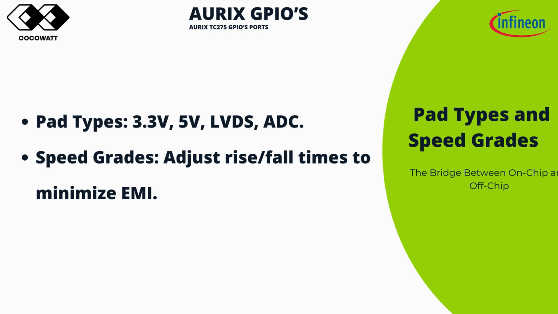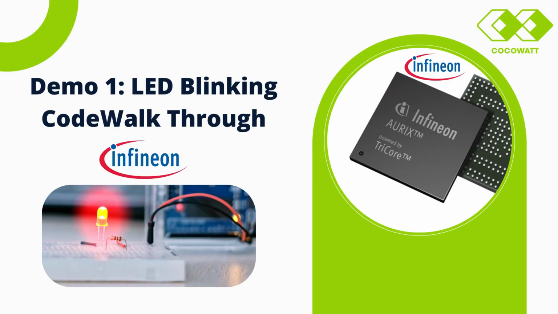If you are working on motor control or industrial applications, choosing a slower speed grade will reduce noise and improve system stability. So always balance speed versus EMI based on your application. So in this section, we will learn how to blink an LED using general purpose input output or GPIO pin in AURIX TC275 microcontroller. We will go step by step, from setting up a GPIO to making an LED blink continuously. Let's get into the code walkthrough.